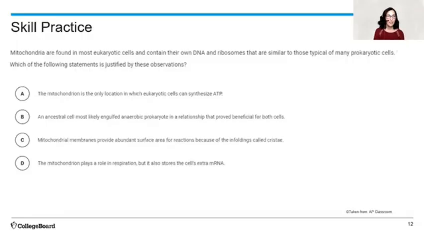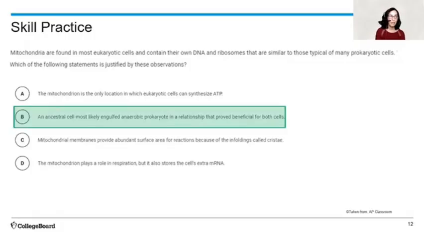Okay, so the question's asking the mitochondria are found in most eukaryotic cells and contain their own DNA and ribosomes that are similar to those typical of many prokaryotic cells. Which of the following statements is justified by these observations? And the correct choice is B. An ancestral cell most likely engulfed anaerobic prokaryotes in a relationship that proved beneficial to both cells. So there's that mutual symbiotic relationship that came about.